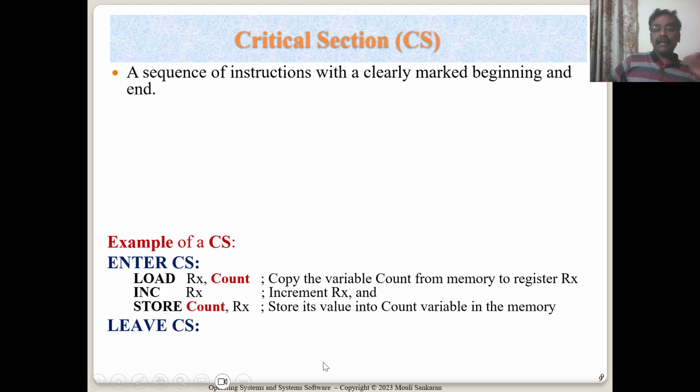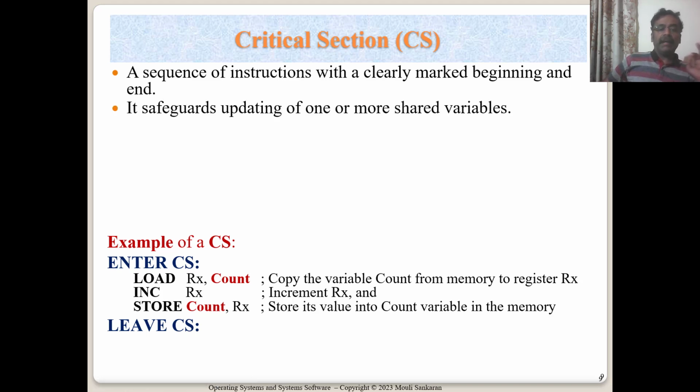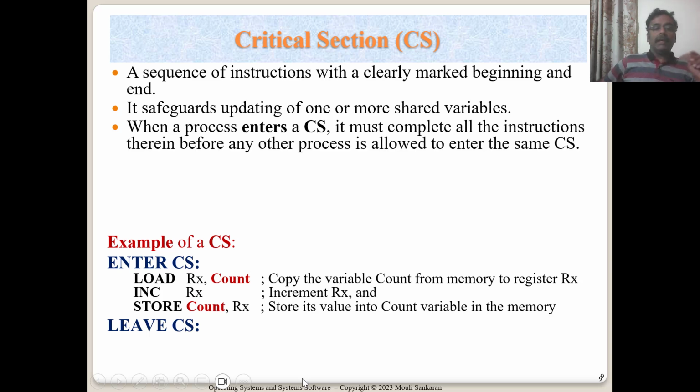A sequence of instructions with a clearly marked beginning and end. It safeguards updating of one or more shared variables. And here I'm showing only one variable. It could be a linked list where both previous and next pointers are updated, or it could be a big data structure where you have many things to be updated. So when a process enters a critical section, it must complete all the instructions therein before any other process is allowed to enter the same.